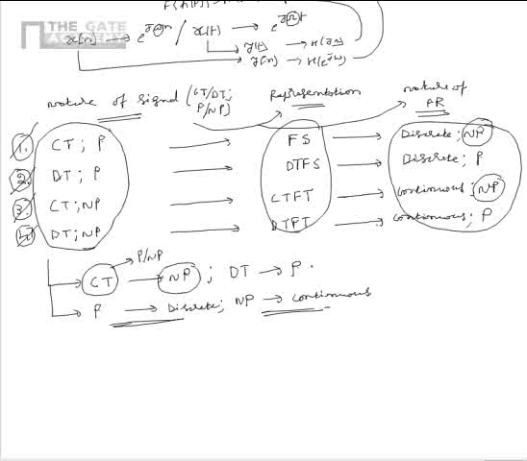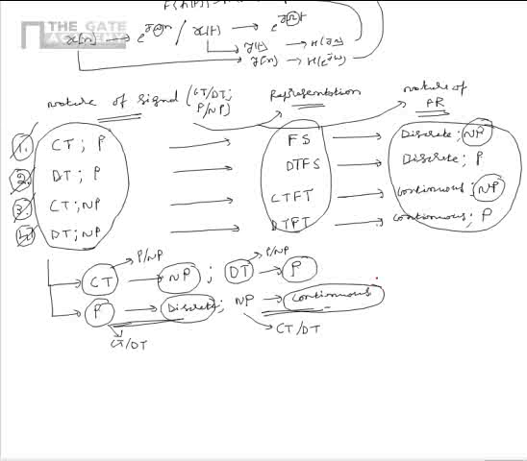let it be periodic or non-periodic, it has a non-periodic frequency representation. If the signal is discrete time, let it be periodic or non-periodic, it has periodic frequency representation. If the signal is periodic, let it be continuous time or discrete time, the frequency domain representation is discrete. If the signal is non-periodic, let it be continuous time or discrete time, its frequency domain representation is continuous.